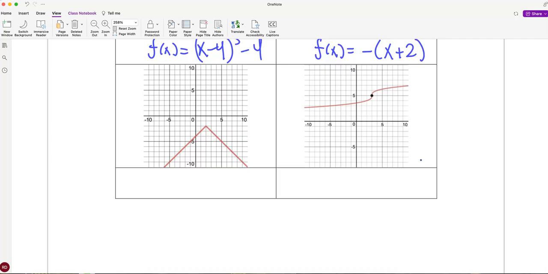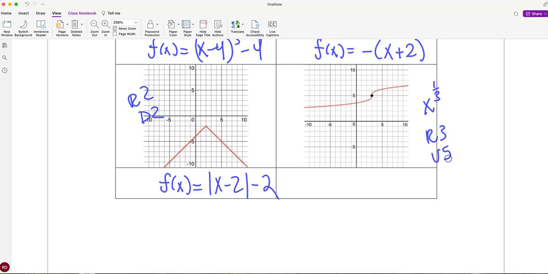The next one is based on my absolute value of x, and it moves what, right 2, down 2. So f of x equals x minus 2 minus 2. This is based on my x to the 1/3, and it has moved what, right 3, up 5. So f of x equals x minus 3 to the 1/3 plus 5.